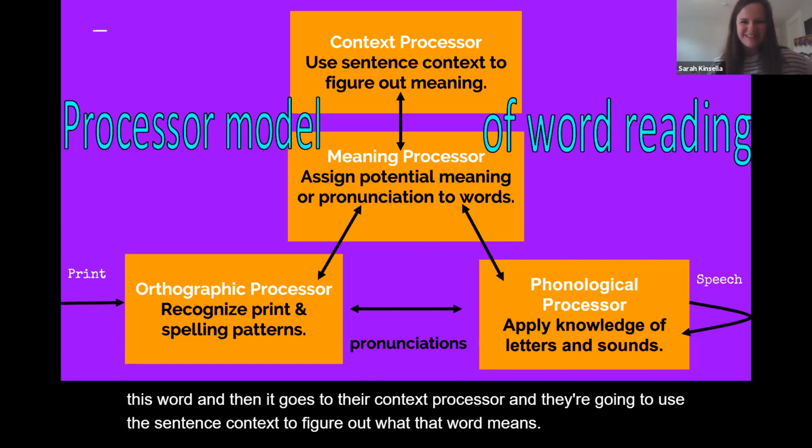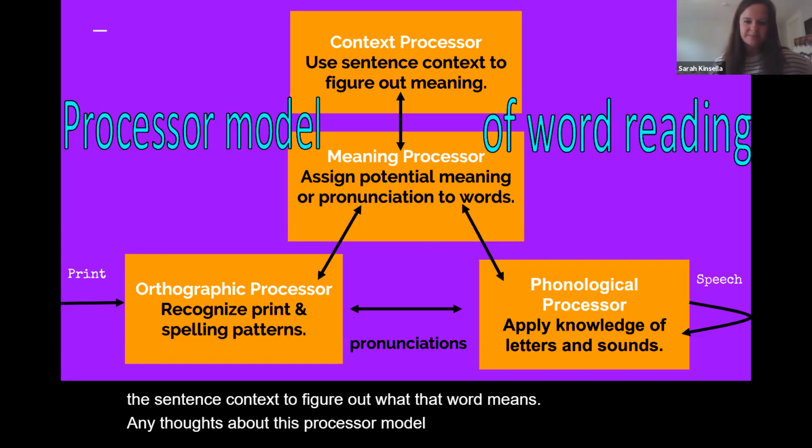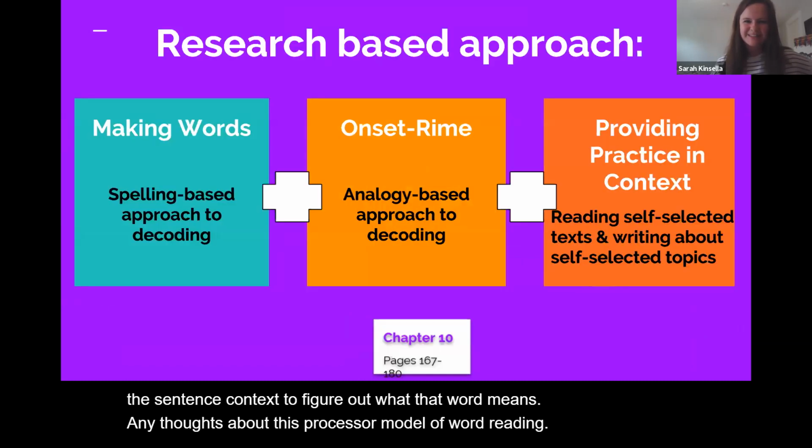Any thoughts about this processor model of word reading? Okay, we'll move on.